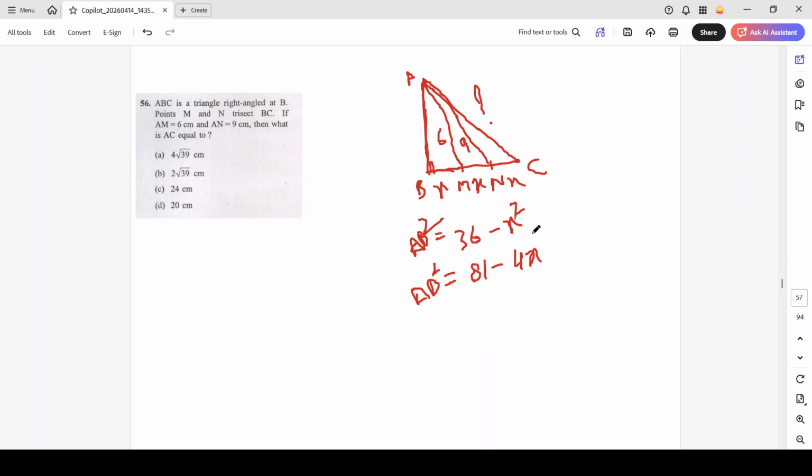Okay, now if we compare them, because both are equal to AB square, we find that this is 3x square equal to 45.